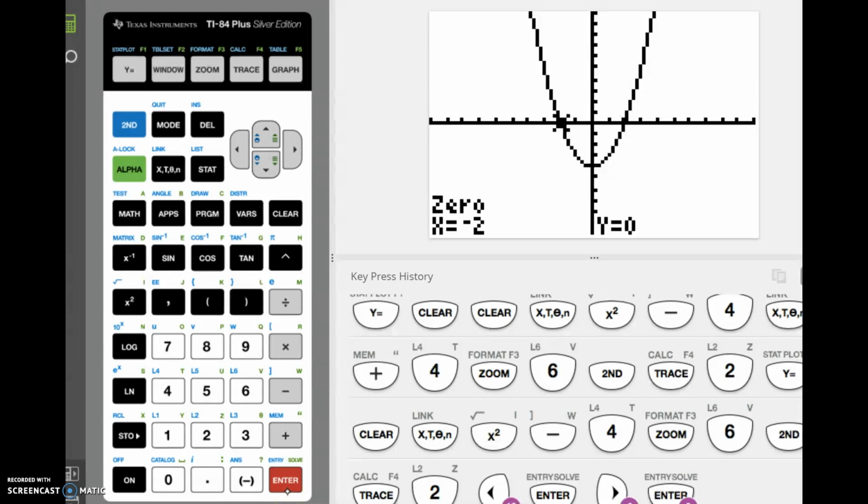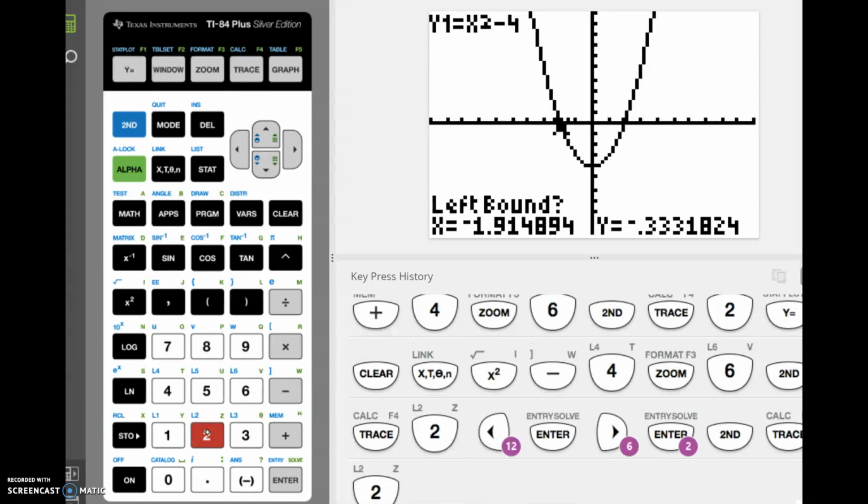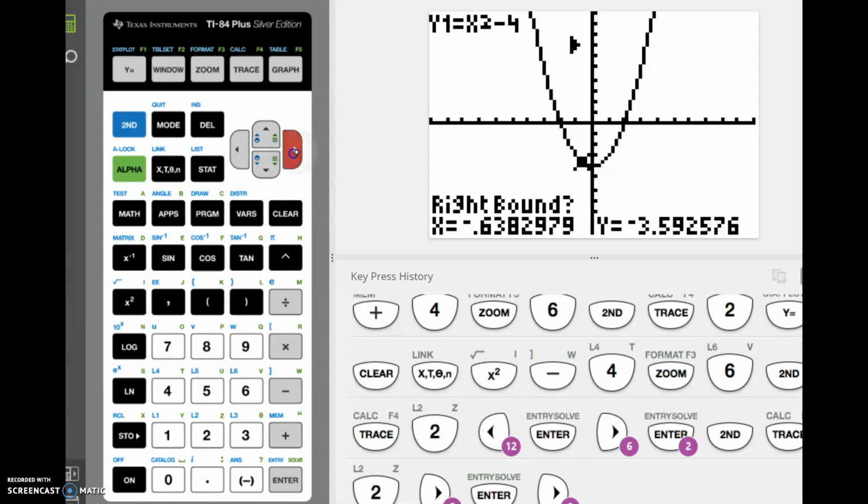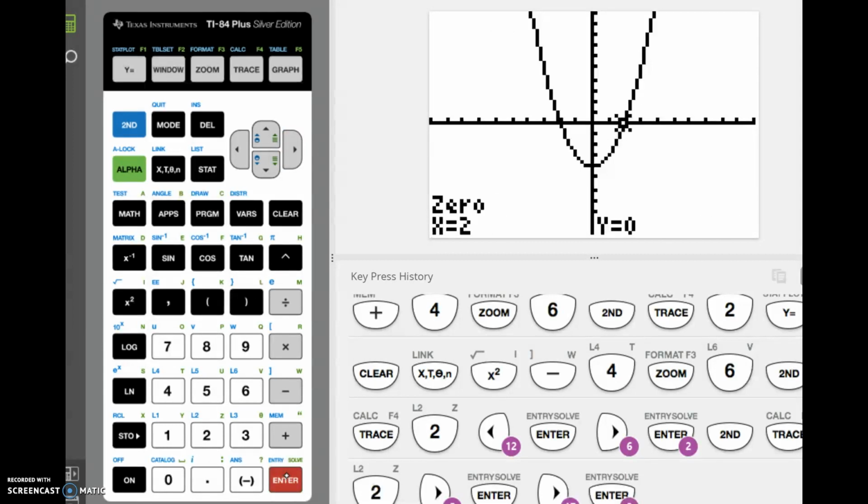Okay, and I can do the exact same process for the other x-intercept, second trace, zero. Left bound, I'll just move it to the left of it, so that doesn't matter. Now I move it till it's on the right of it. Okay, and hit enter for guess, and I get the other one. Okay, so x-intercepts are pretty easy using that.